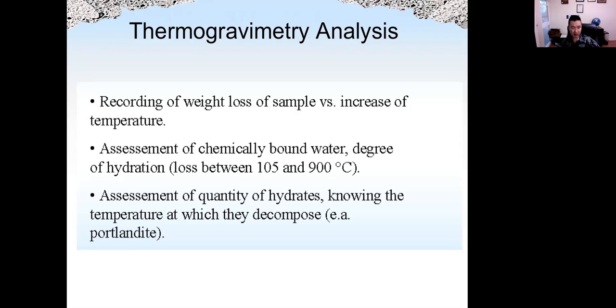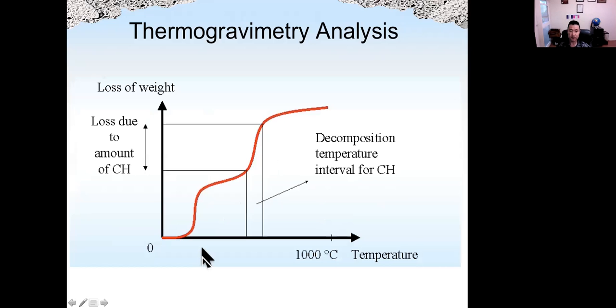We can use this method to assess, for example, chemically combined water, because that water may be lost between certain temperatures. We can also check the degree of hydration of cement. We can also check the quantity of a certain type of hydrate, by knowing the temperature when this hydrate decomposes, for example, calcium hydroxide.